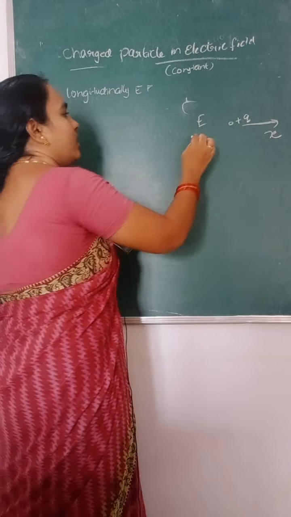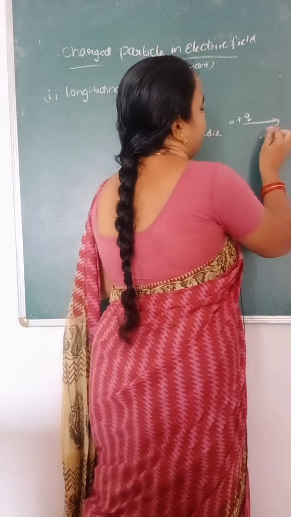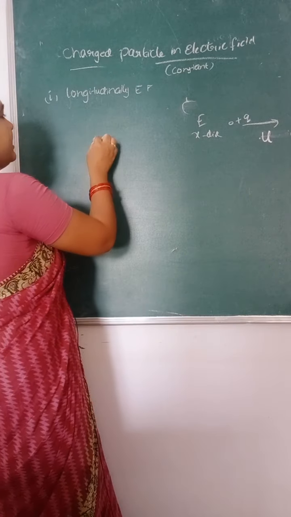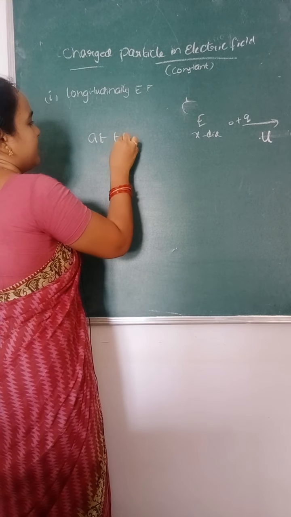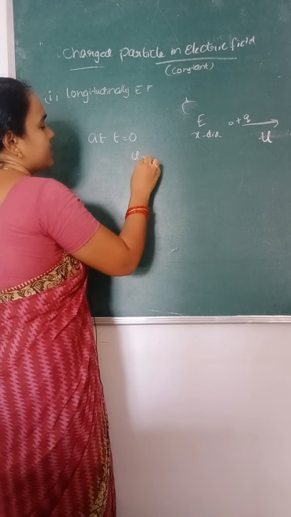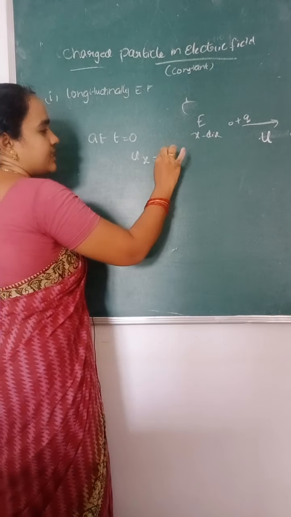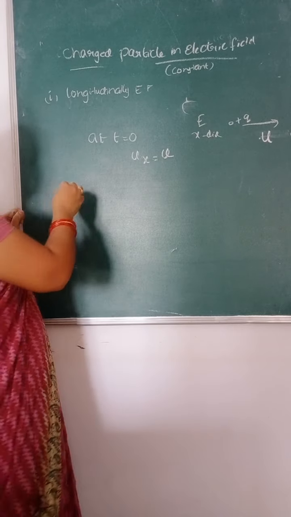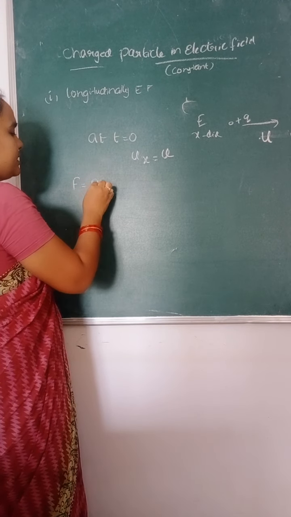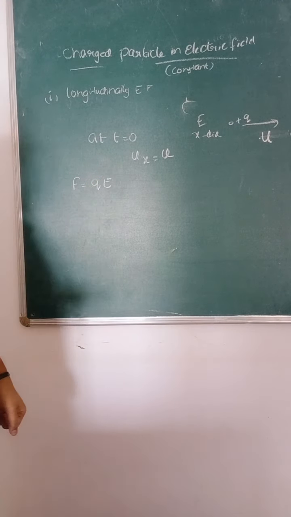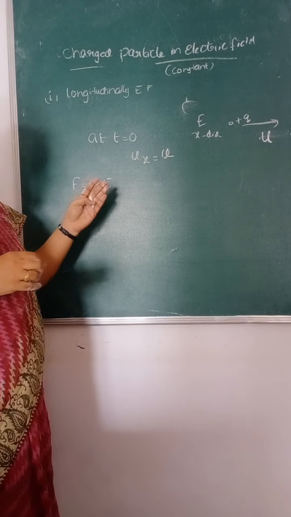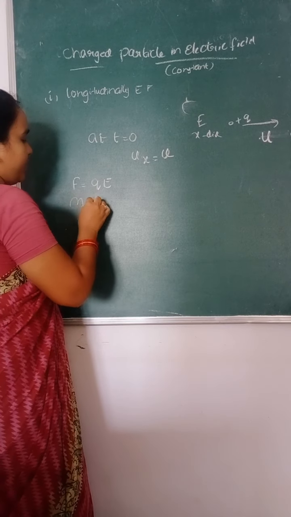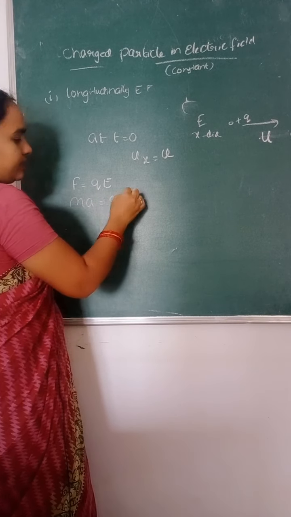Let u be the velocity of the charged particle along the x-axis, that is, at initial time t equal to 0, the initial velocity of the particle along x-axis is equal to u. The electric force acting on the particle is QE generally. Since we are applying the electric field along x direction, this is equivalent to MA equal to QE.